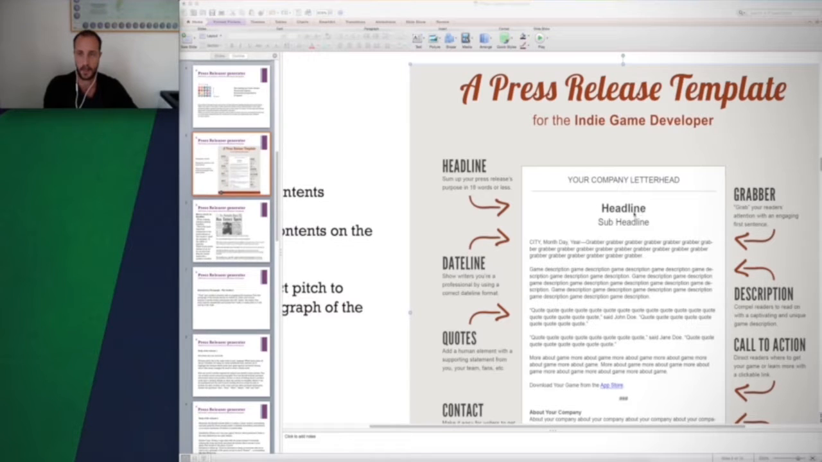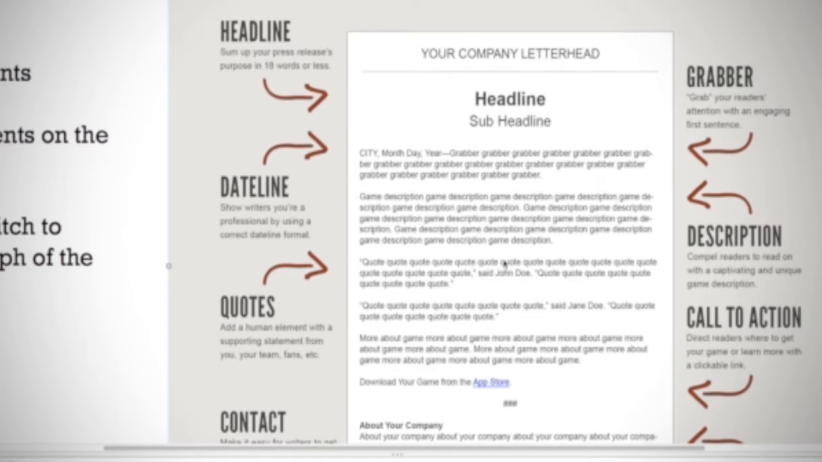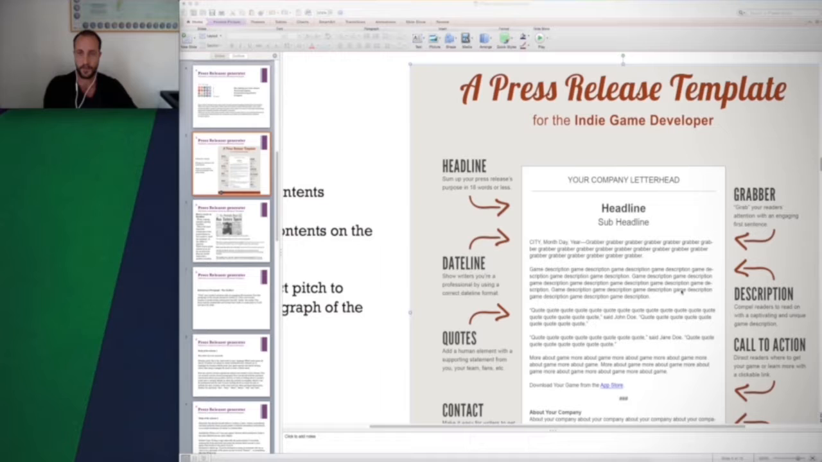We've got the headline, the sub-headline, the dateline, and the description that we can call the body of the release. We've got the quotes about your video game, the call to action, for example, download your game from the website www, etc. Your contact. In this part, you've got your company letterhead or your organization letterhead, your logo, and the timing of the release of your video game.